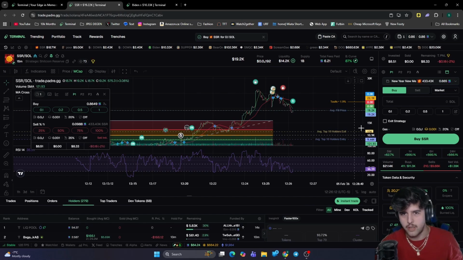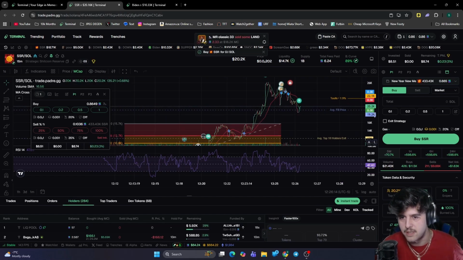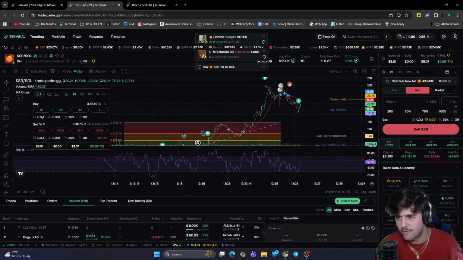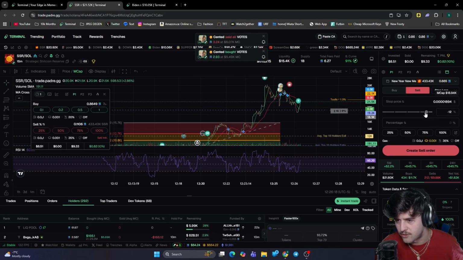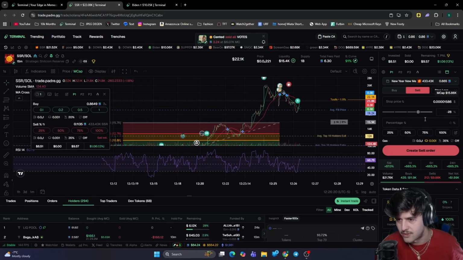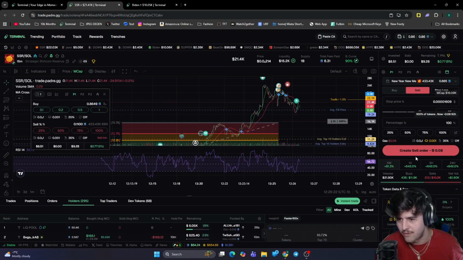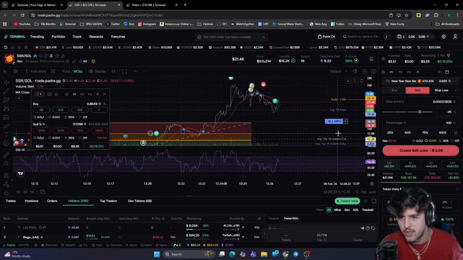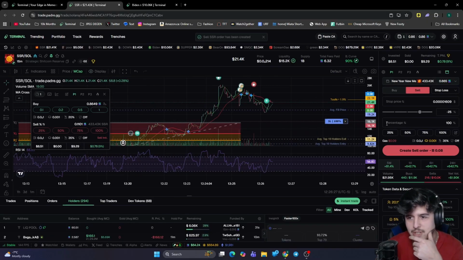Okay, there we go. I don't know why it's not letting me in faster. I got to figure out that. But we're going to set our stop loss. That's very important. First thing to do. Set our stop loss at 25%. We'll see how this goes. We're up 9% at the moment.